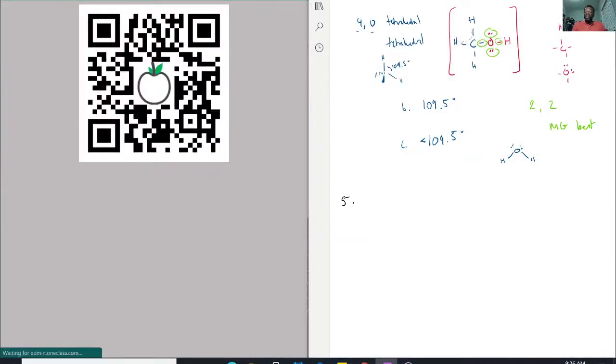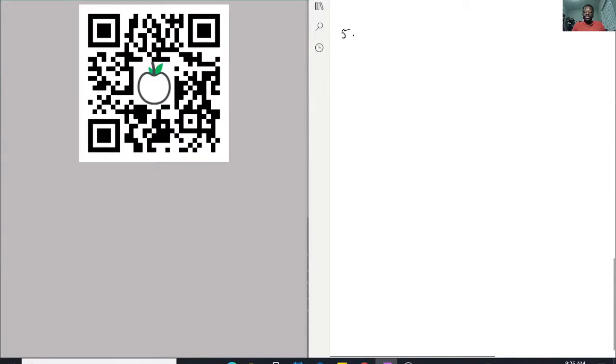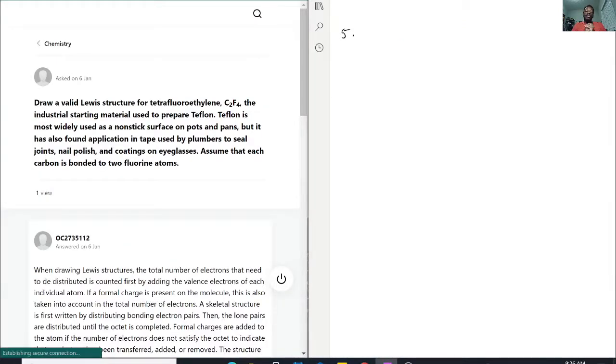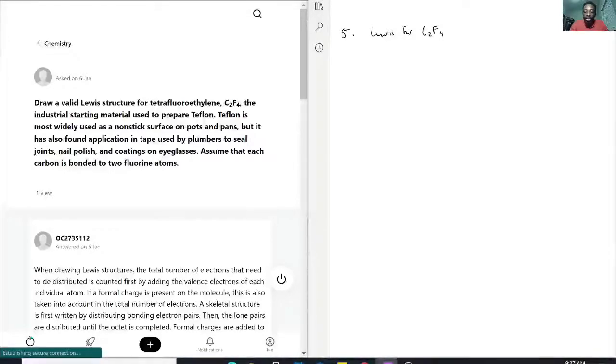So question number 5: we want to draw a valid Lewis structure for tetrafluoroethylene, C2F4, the industrial starting material used to prepare Teflon. I'm not even sure if it's used anymore, but the goal here is that we want to draw this Lewis structure for C2F4, okay?